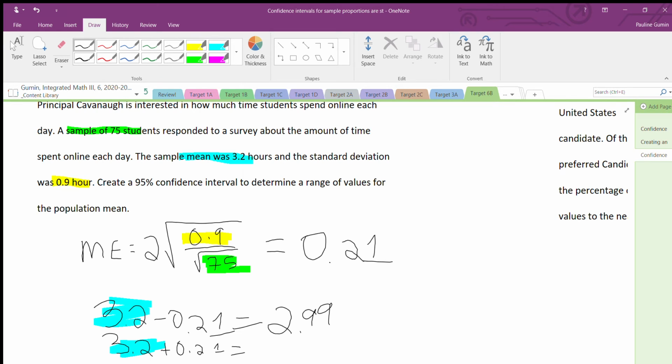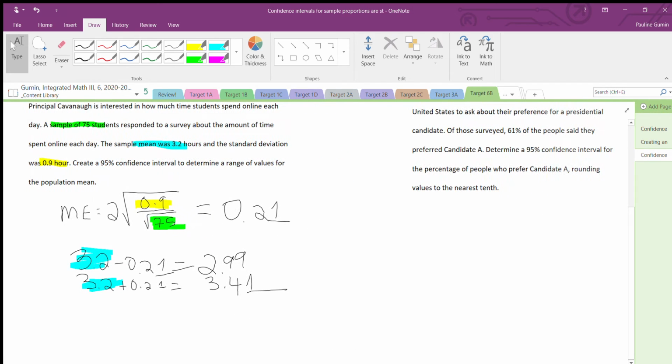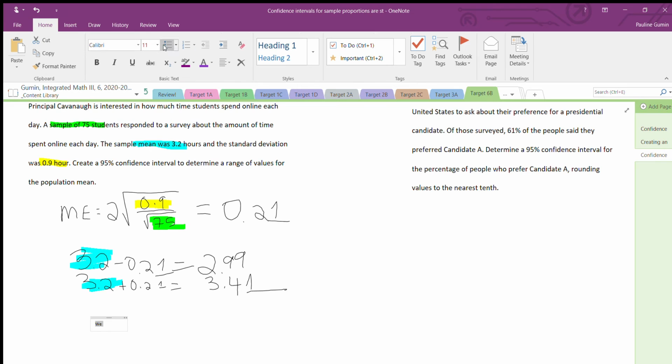So 2.99 and 3.41. Okay, so I'm not done with this yet. I want to write out my answer. Let's make that font a little bigger, shall we?